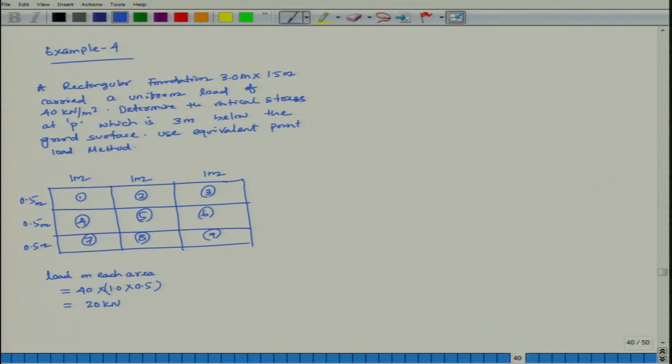What is the basic equation of Boussinesq's theory? Sigma z is equal to summation of 3q by 2 pi z square, 1 by (1 plus r by z whole square) to the power 5 by 2. This is the equation. Now, in this equation each load q is known, and z is given as 3 meter, so it is known. Now, for r by z, you have to find the radial distance.